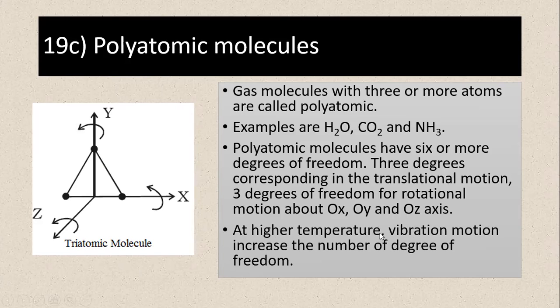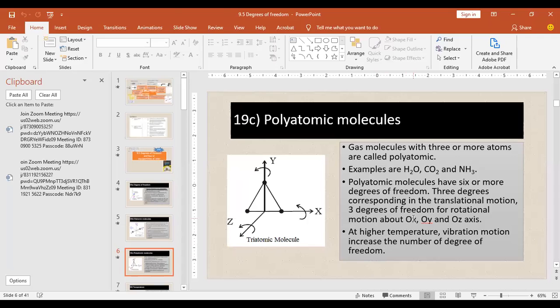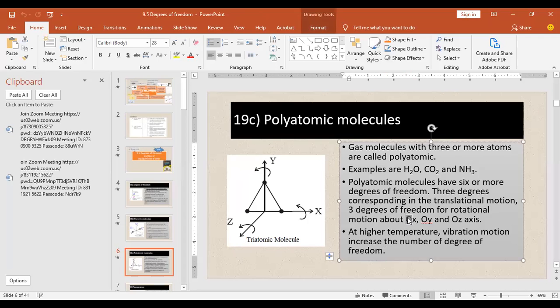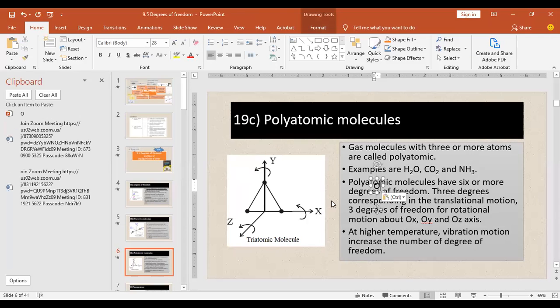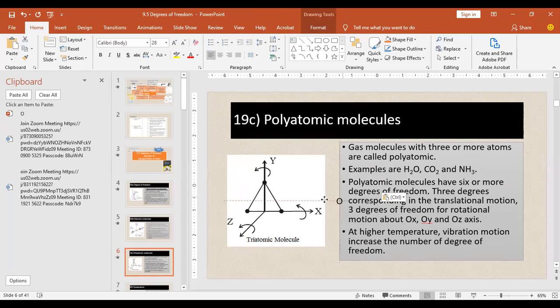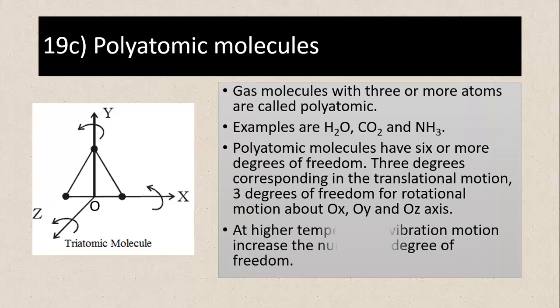At higher temperature, vibrational motion increases the number of degrees of freedom. That is important. At high temperature, vibration will come in. At low temperature, we don't have to worry about the vibration kinetic energy. Six degrees of freedom, so for the x direction you'll have 3 degrees of freedom.